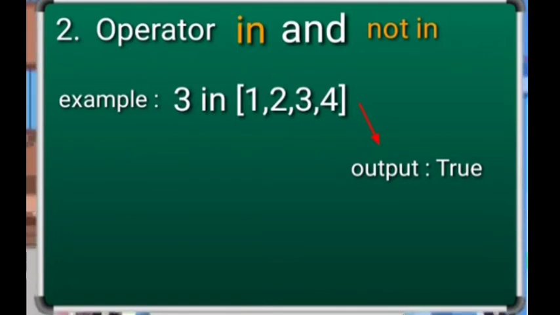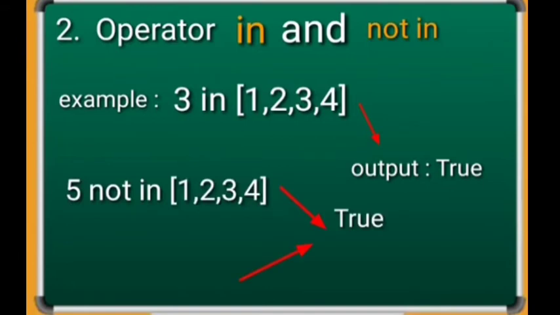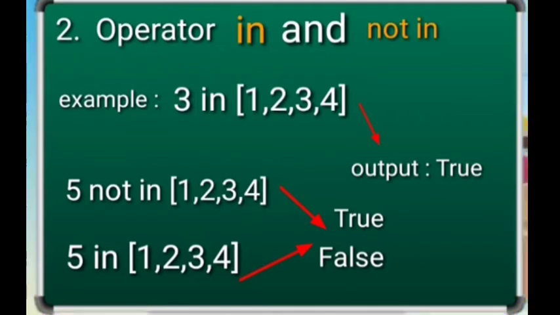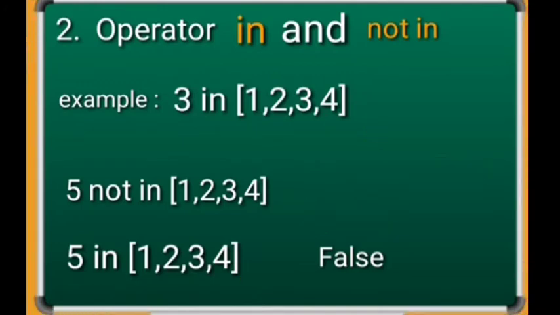Now if I use the not in operator along with some other number, for example if I write 5 not in 1, 2, 3, 4, then it will give you the answer as true, and if you use the in operator it will return false. Alright, so this is how the operators are used in the statement. Now moving forward, I will explain to you the looping statements, that is, how many kinds of loops there are in Python.